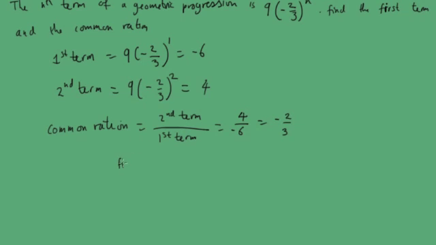So our first term, which would be A, is equal to minus 6, and our common ratio, which is R, is equal to minus 2 over 3. Now, just the same as with our arithmetic progression, we can find the sum of a geometric progression as well.